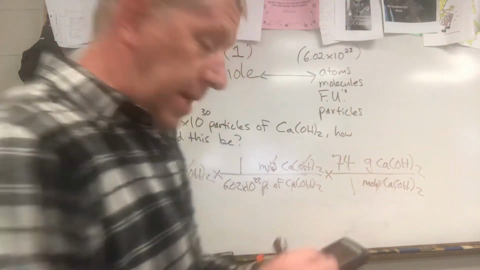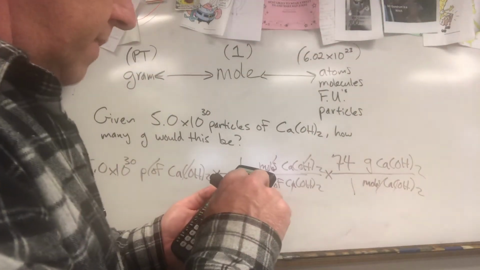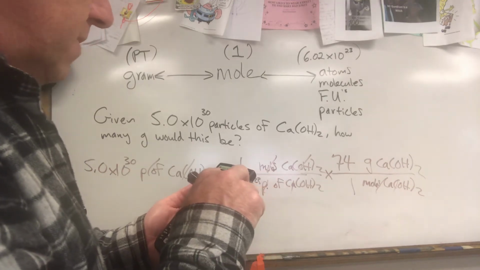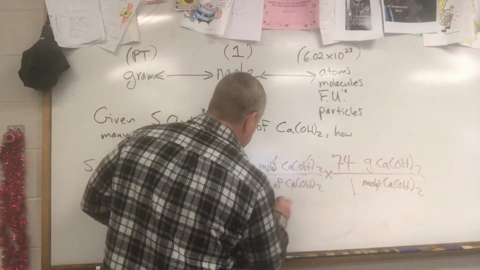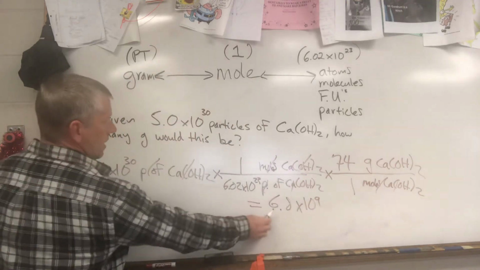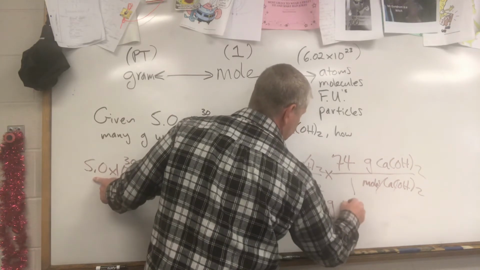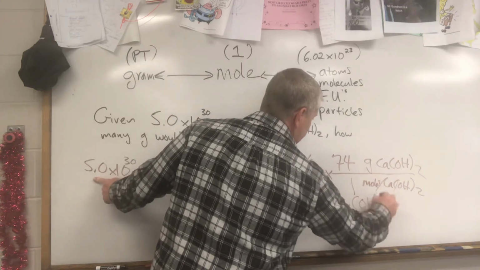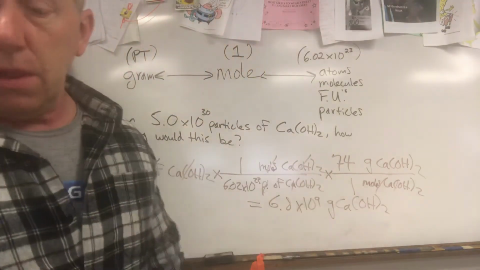So if we do this out, the calculator didn't put it in scientific notation, so I'm going to do that. 1, 2, 3, 4, 5, 6, 7, 8, 9. That's 6.8 times 10 to the 9th. That's two significant digits. And that would be grams of the calcium hydroxide. Whoa. That is a lot of grams.